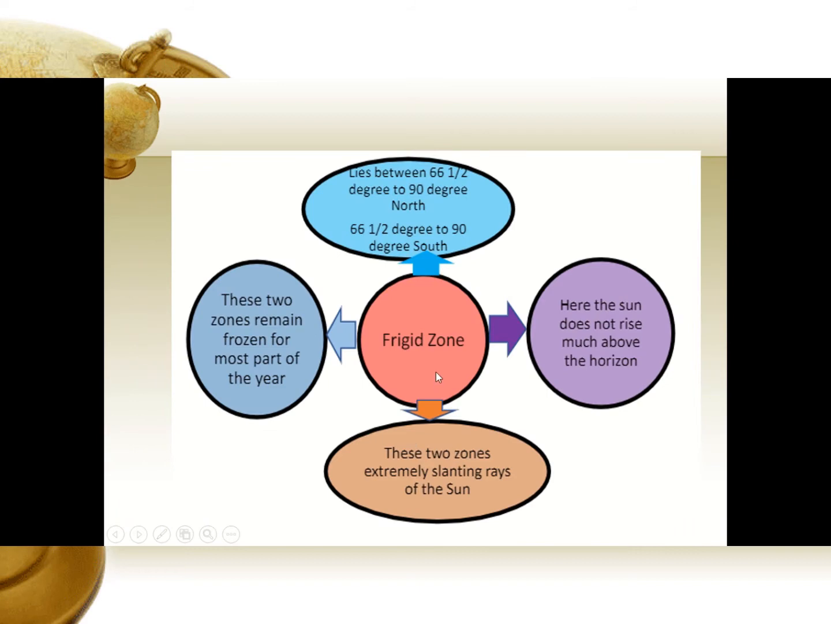Now the frigid zone lies between 66.5 degree to 90 degree north and 66.5 degree to 90 degree south. Here the sun does not rise much above the horizon. These two zones get extremely slanting rays of the sun, because here sun rays are not falling properly. So that is why the area remains frozen for most part of the year.